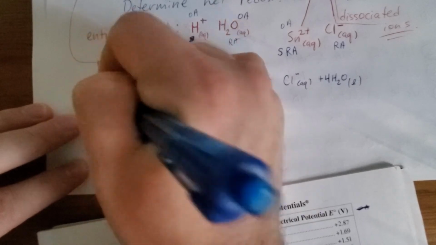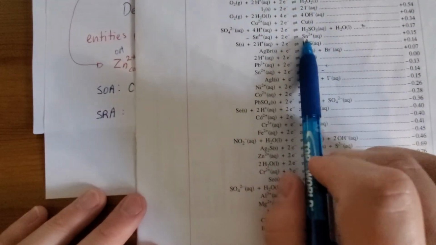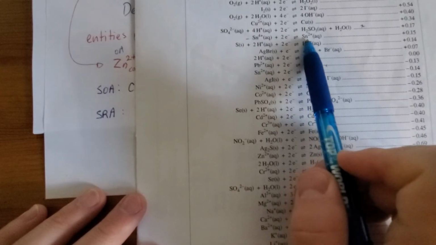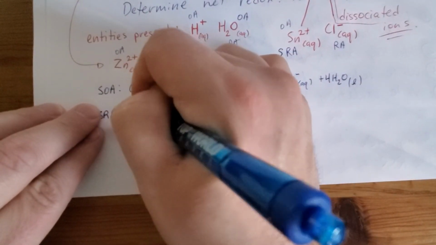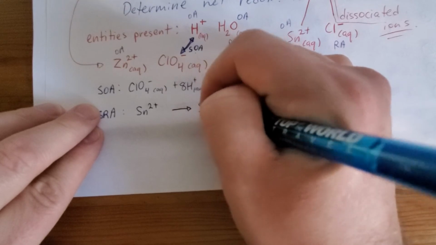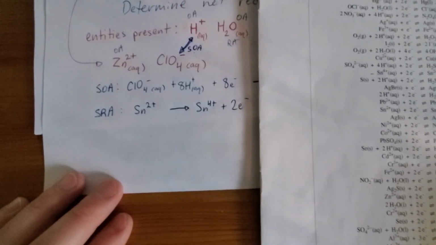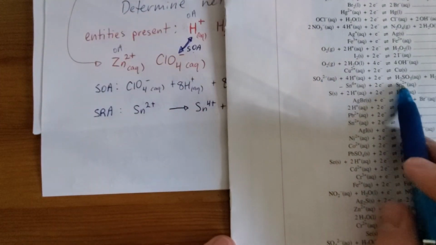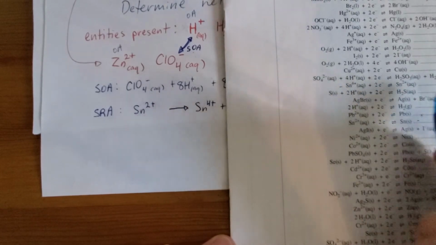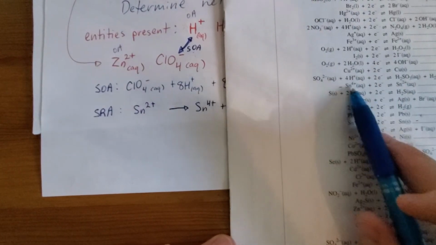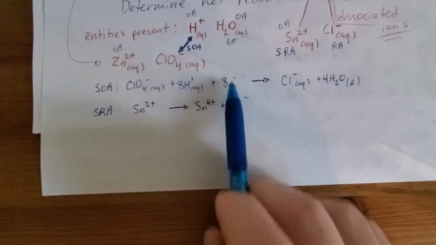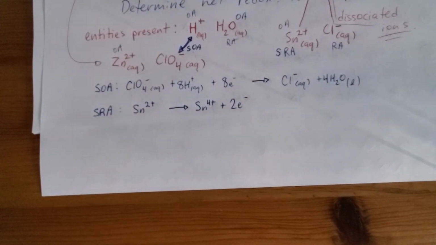Now I write out the oxidation half reaction of the SRA. Now this will be a bit harder to do picture in picture. I've got to go right to left. So that's going to be tin 2 becoming tin 4 and 2 electrons. Luckily that's easy to remember. Okay, so tin 2 becoming tin 4 plus 2 electrons. You write the oxidation half reaction of the SRA right to left. There's my 2 half reactions.